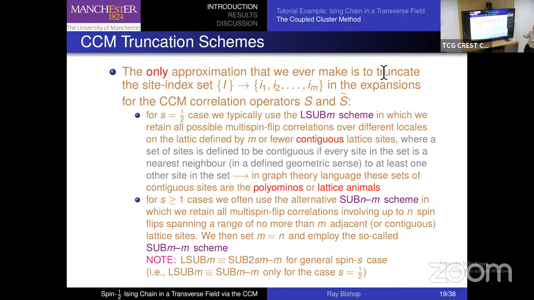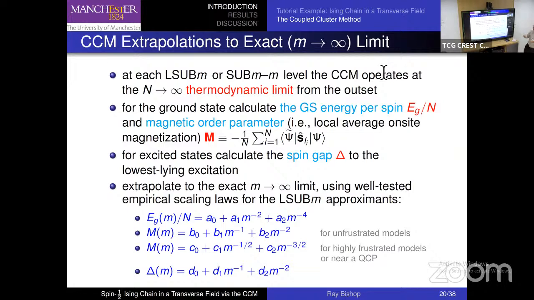And at each level, as I said, at each of these L sub M levels, the CCM operates from the outset in the N goes to infinity limit. So even though I'm carving out finite regions to flip the spins, it's for an infinite lattice. And remember, this operator is exponentiated, so it sets that number of flipped spins down an arbitrary number of times on the lattice. So you're really flipping, at any level, an infinite number of spins because that S is in the exponent.